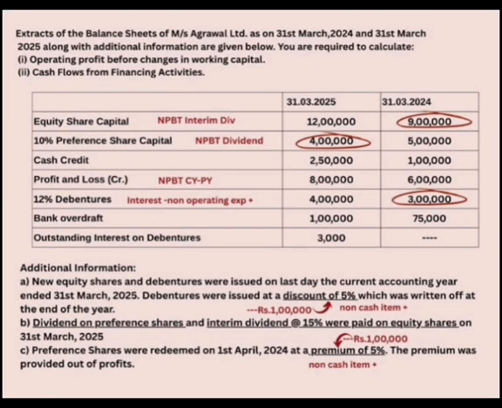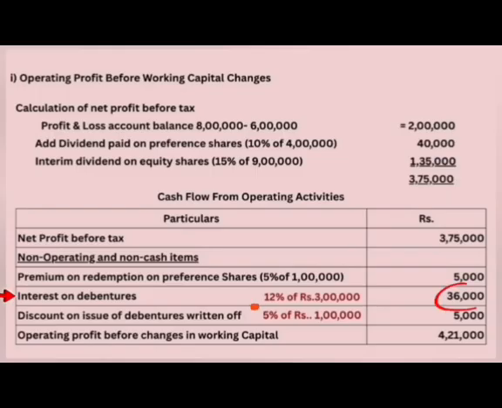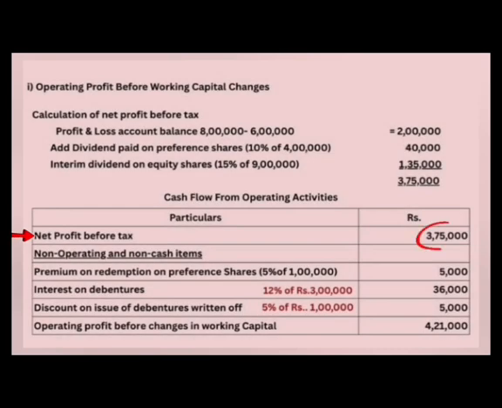Next is non-operating expenses. 12% debentures interest is there on the opening balance because 1 lakh debentures we have issued at the end of the year. So this 12% of 3 lakh, 36,000, will be added back. So the net profit before tax we have seen is 3,75,000.